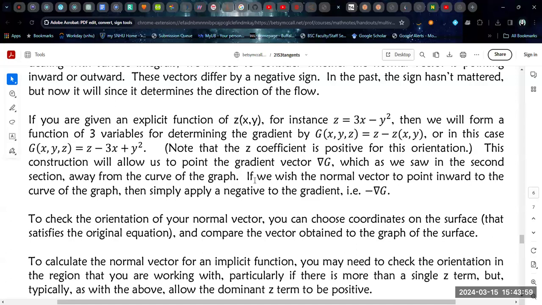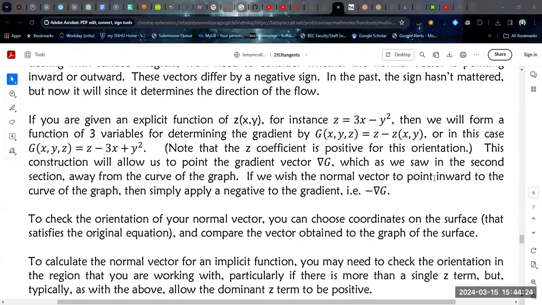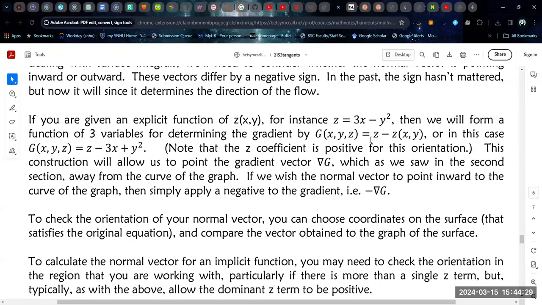Now, for this example, the z coefficient is positive, and so this is an upward pointing normal vector. Now, this will allow us to point the gradient vector, as we saw in the second section, away from the curve of the graph. So if we wish the gradient to point inward toward the curve of the graph, then we would simply flip this. We would put our z function first and then subtract z at the end, which essentially is equivalent to flipping all of these signs.